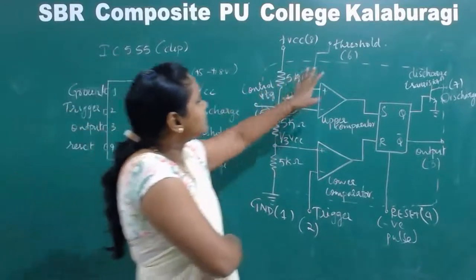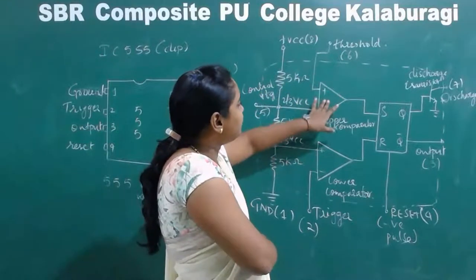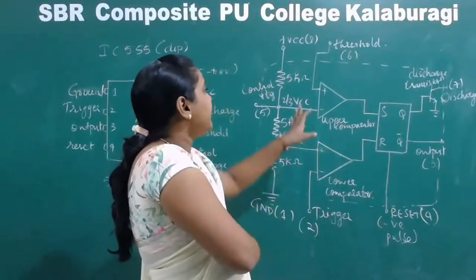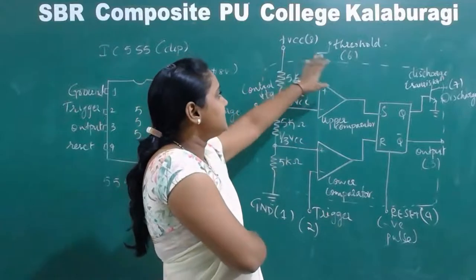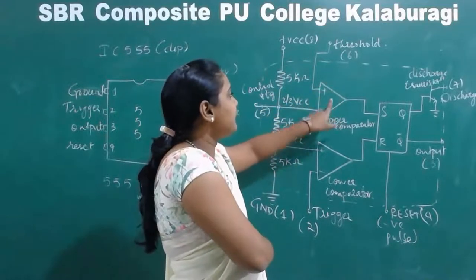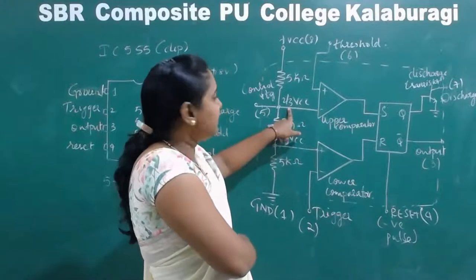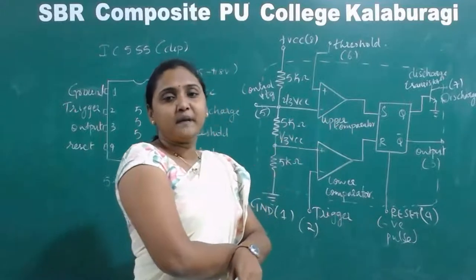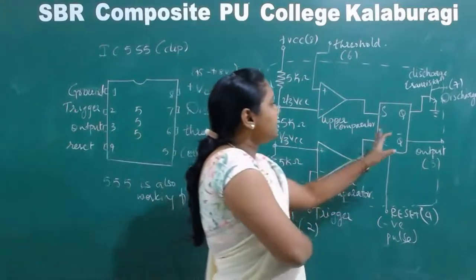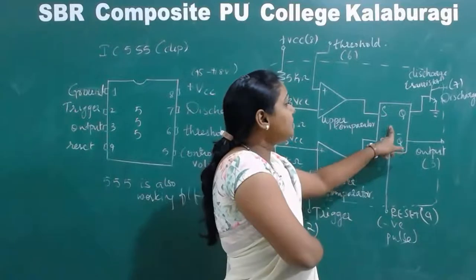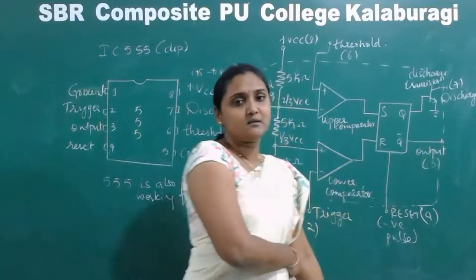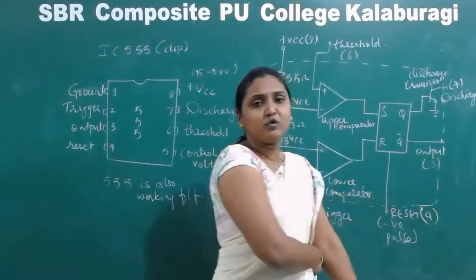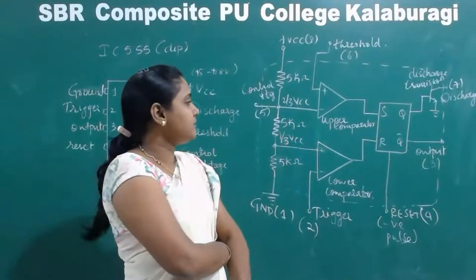Moving to the threshold, any signal threshold voltage applied here is going to modify the output of the comparator. Threshold is applied to the positive terminal of the op-amp, as we can observe here. Any value greater than 2/3 of the VCC is going to take the output of the upper comparator as high. As a result, the flip-flop will be set and the output will be low, because we are taking the complement of the output. We are taking the output as Q bar, not the Q.